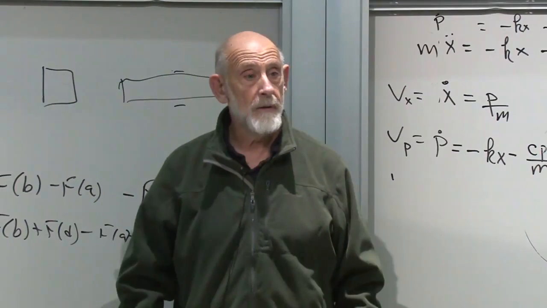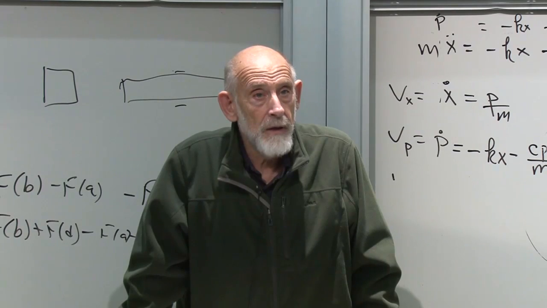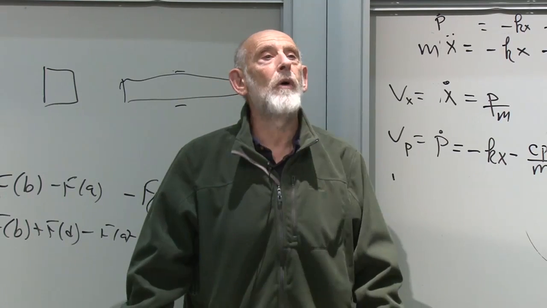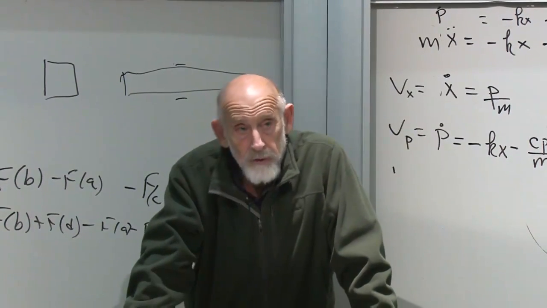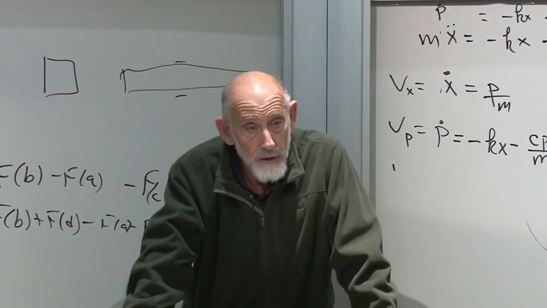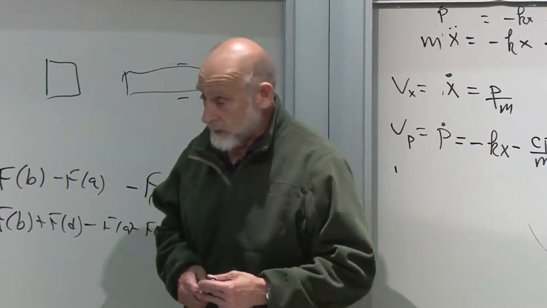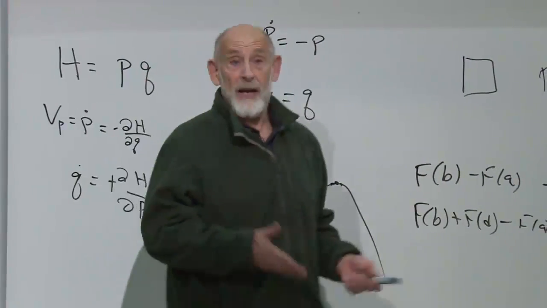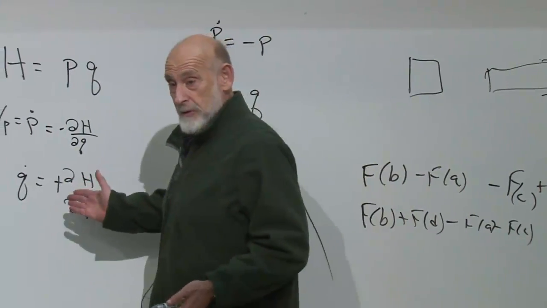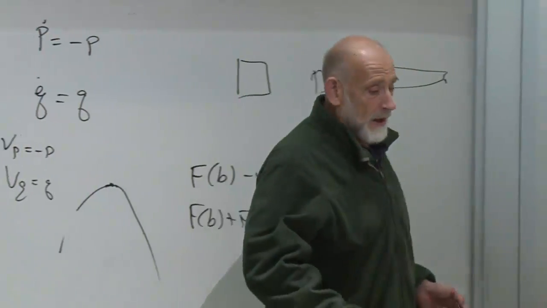Is it possible to have a divergence of 0 for a system without a Hamiltonian? That's a good question. Yes, it certainly is. The question was, is it possible to have the divergence 0, but not have your equations come from a Hamiltonian? And the answer is most certainly yes.